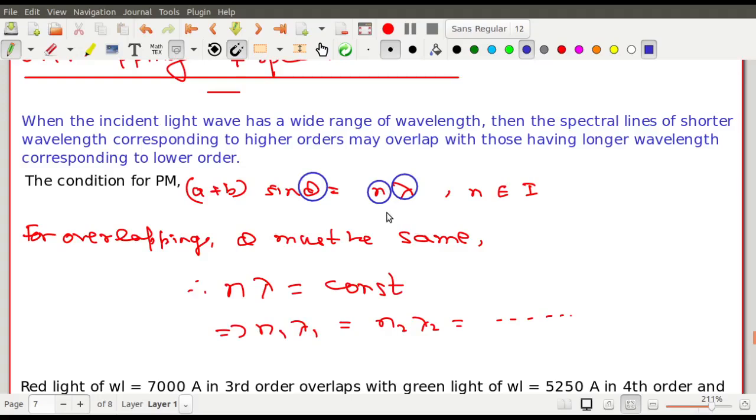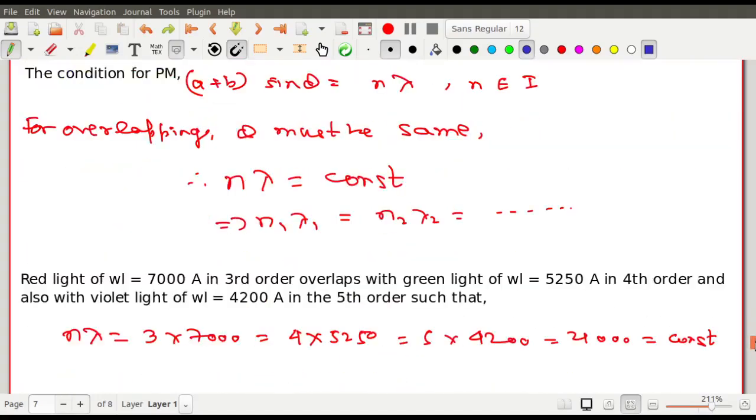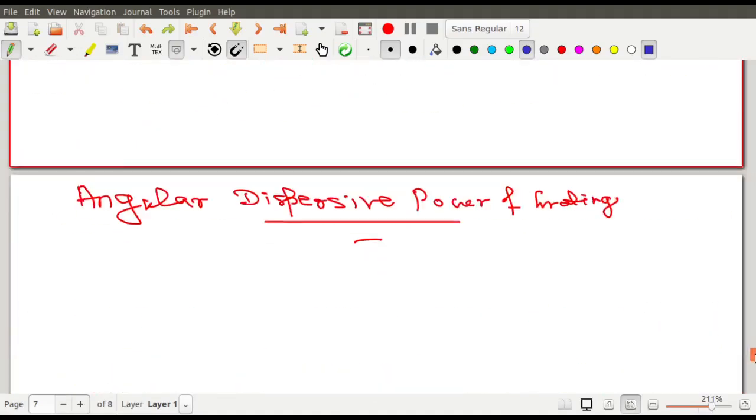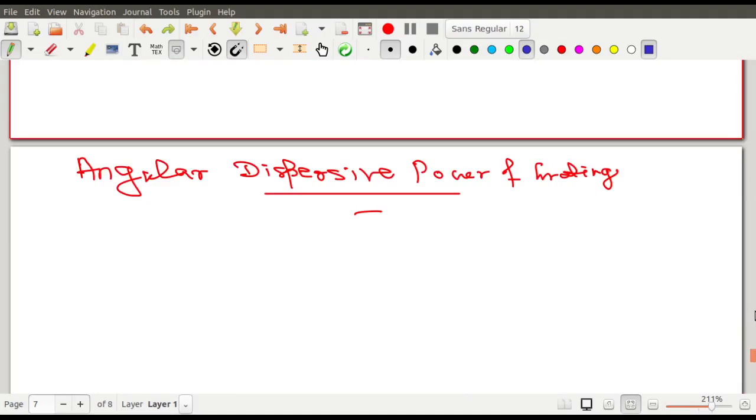In the first order you have 7 different colors, in the second order you will have again 7 different colors, in the third order also you have 7 different colors. A prism can produce 7 colors only once, but a grating can do so in multiple orders. Definitely there will be some overlapping, some disturbance, but theoretically it can do so.